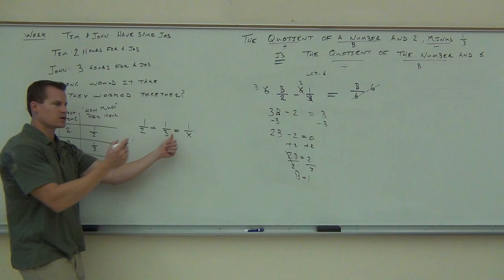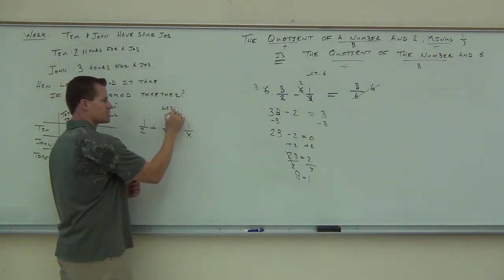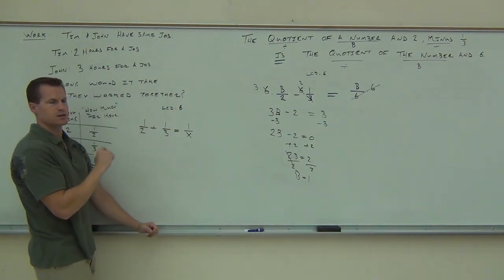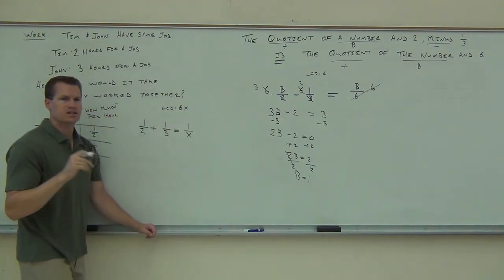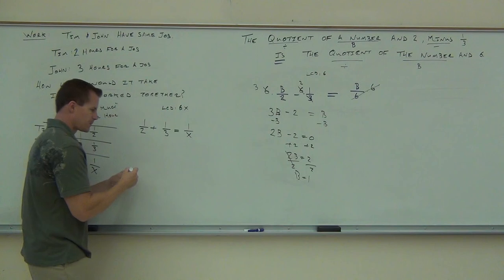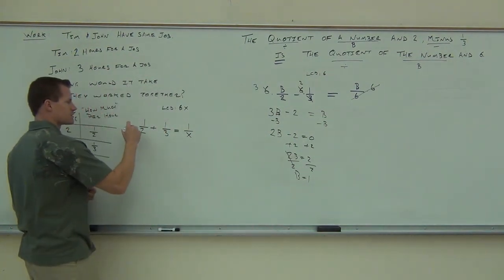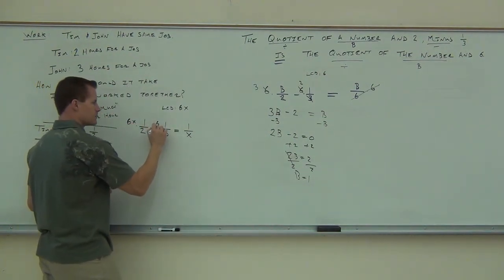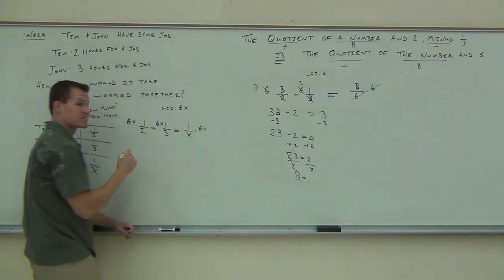LCD, this is the equation. Get rid of denominators. LCD is how much? No, not 6. Don't forget that X. Lots of people forget that X, and then this does not work out for you. You multiply all these things by 6x. We simplify where we can.